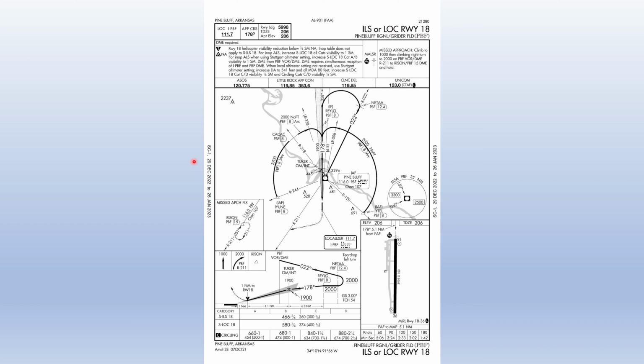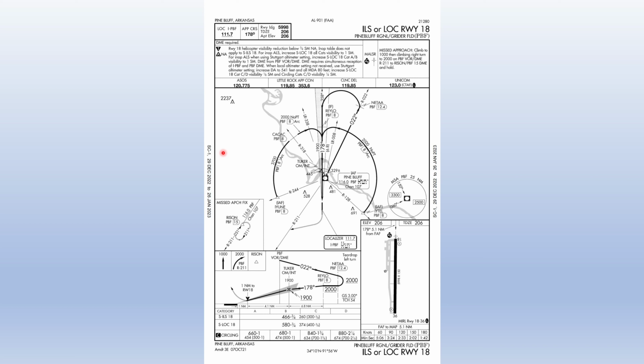Let's assume that we're coming in from the west. You can see that the minimum altitude in this area is pretty high, 3,300 feet. Let's assume that we're at a cruising altitude of 5,000 feet. So we have quite a bit of altitude to lose while we transition onto the approach.